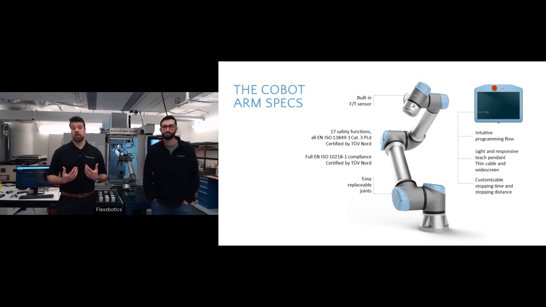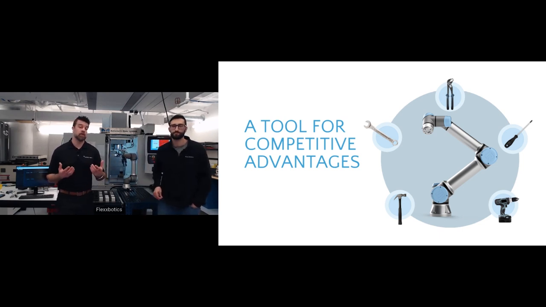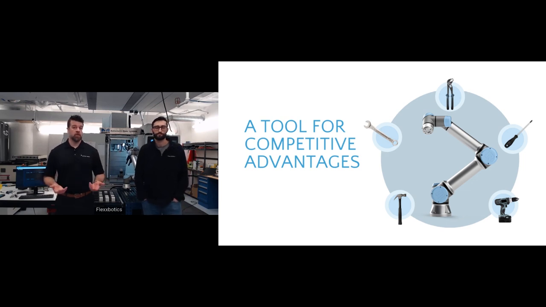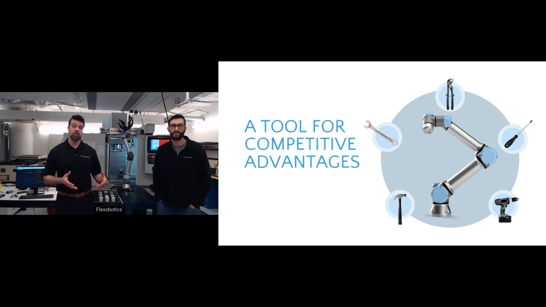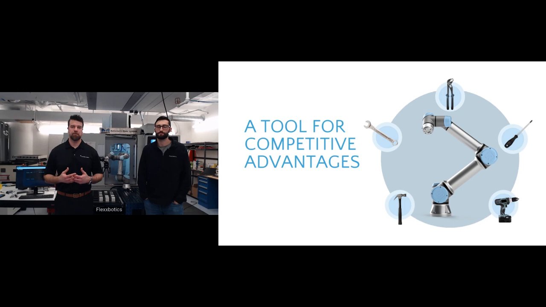You can think about a collaborative robot as being a tool, very similar to a wrench or a hammer, maybe a screwdriver, but it no longer needs to be all or nothing when it comes to automation. We can look at automating just a part of a process and help a human operator through that process. Maybe remove some of the ergonomic issues with that or increase the throughput minimally.